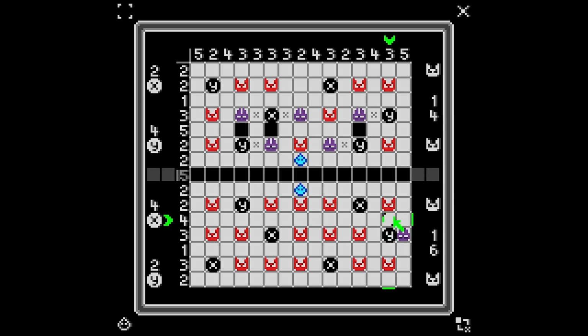So at least one wall here and at least one wall here. That accounts for all the remaining walls. That means the rest of the spaces in this column are empty. It also means that this bomb will hit one of these 2 bunnies, so there needs to be a wall here. That means this bunny has to be hit by this bomb.